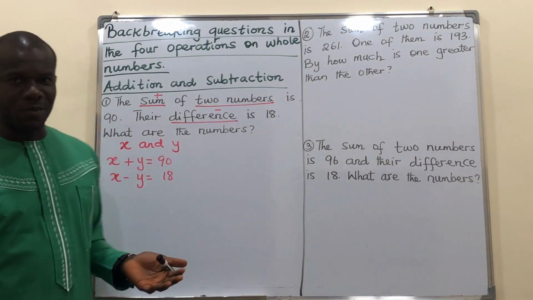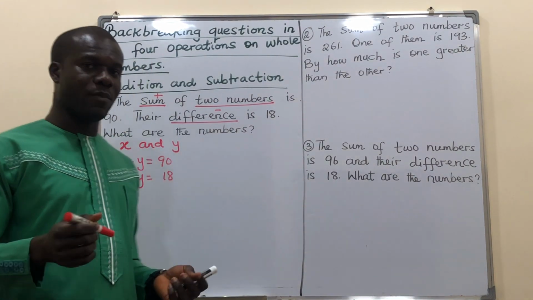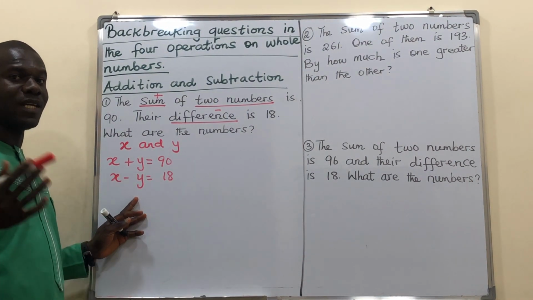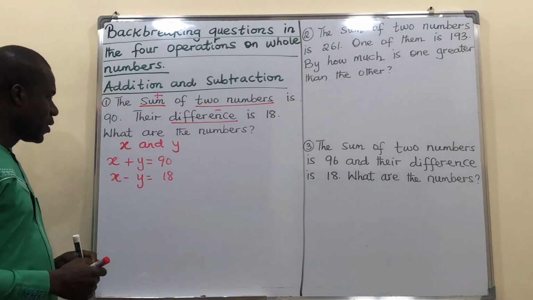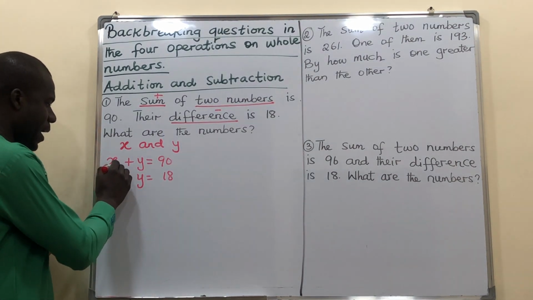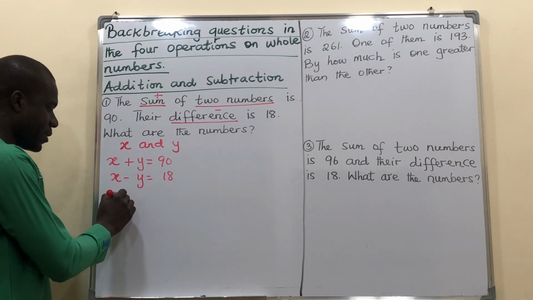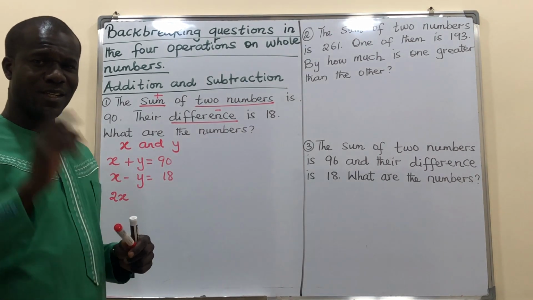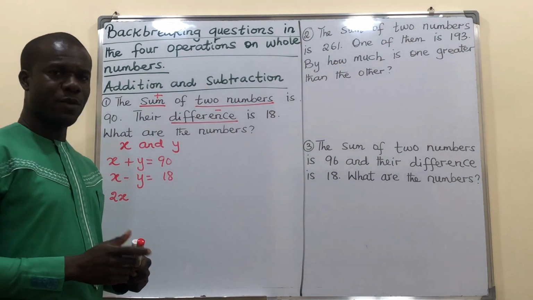Now, what are the numbers? Remember, I've represented the numbers with X and Y. So they are asking us to solve and find what X and Y represent. So I'm going to start by adding up the equations. Here, X plus X will give me 2X. Plus Y minus Y, what will it give us? 0.